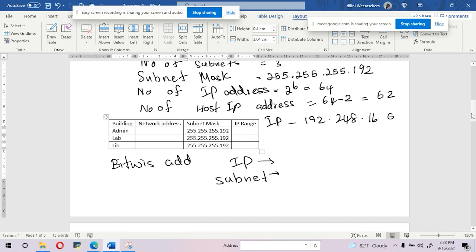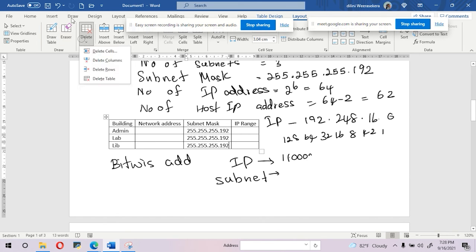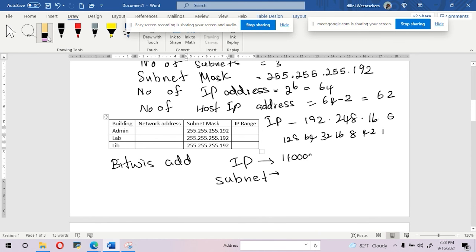Now we'll see. If you go 1, 2, 4, 8, 16, 32, 64, 128, this is actually 8 bits. This is how the place values work. So 192, we can write 1, 2... I think this space is not sufficient, so we will erase here. We'll do it here, the IP and the subnet mask.